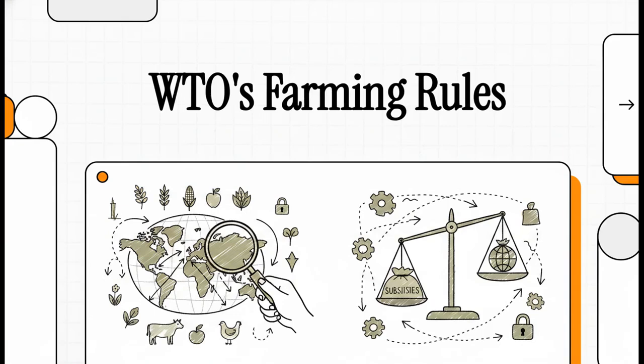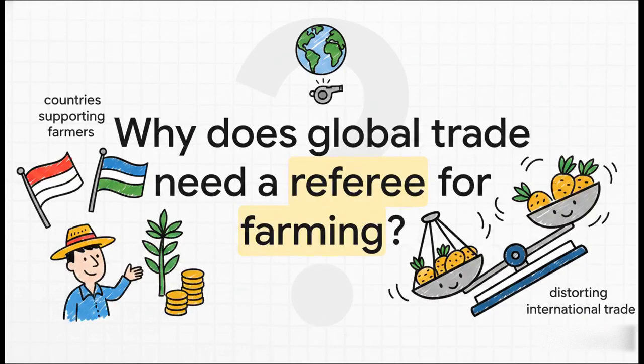So why do we have global rules for farming? Well, it all comes down to the WTO, subsidies, and a huge debate. Okay, so why does global trade even need a referee for farming? It's because countries supporting their farmers can mess with trade.